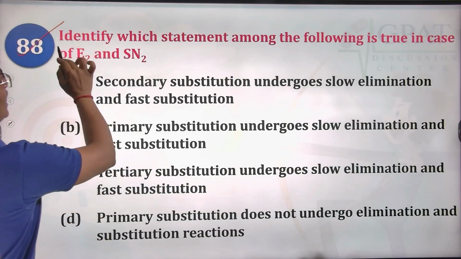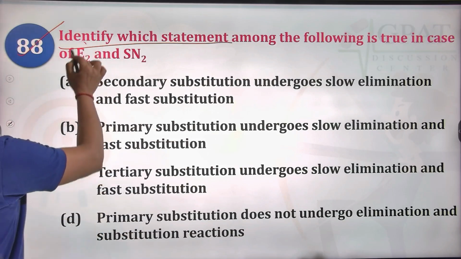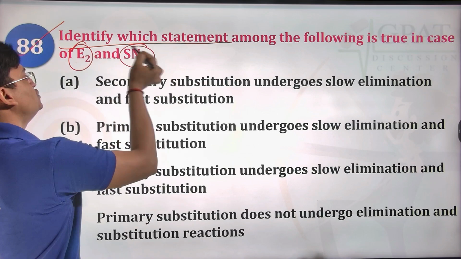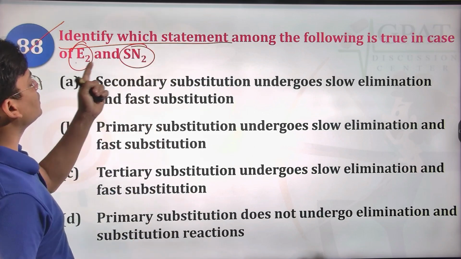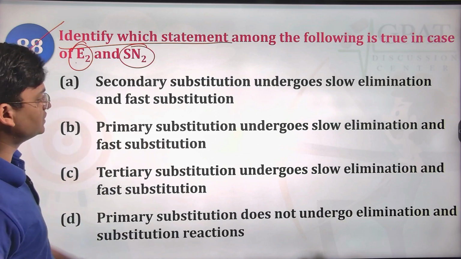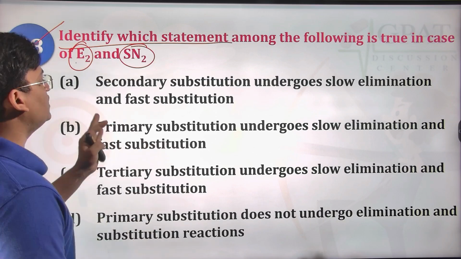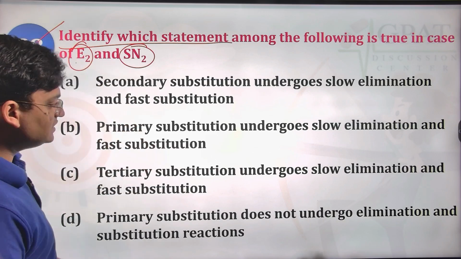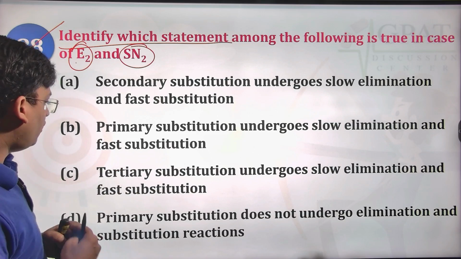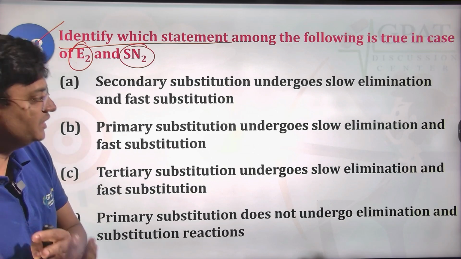Next question: identify which statement among the following is true in case of E2 and SN2. Both E2 and SN2 are bimolecular, one is elimination, the other is substitution. Both follow second order kinetics, and both have transition states. So what are the options? Secondary substitutions undergo slow elimination and fast substitutions. I guess the question is asked about the nature of elimination and substitution, like the reactivity sequences of 1 degree, 2 degree and 3 degree compounds.